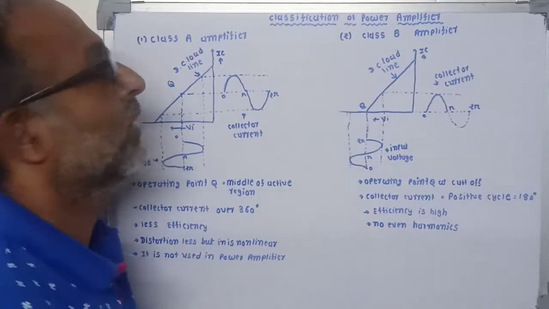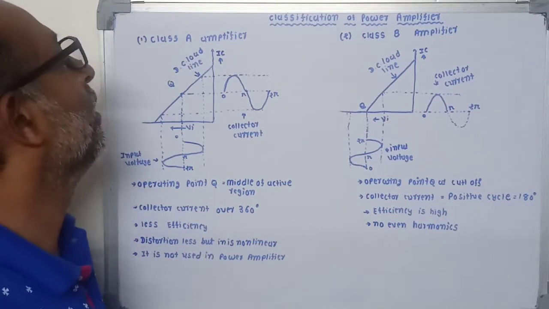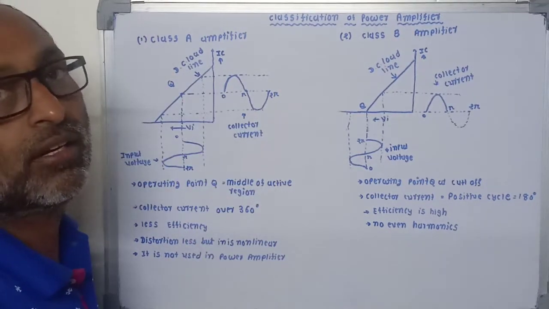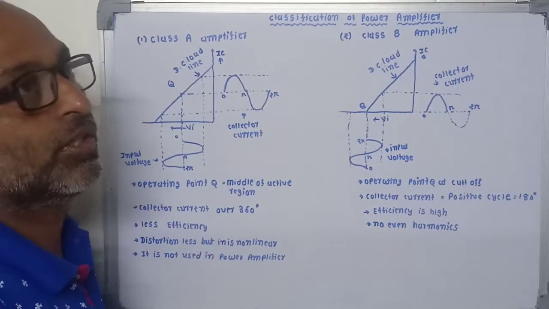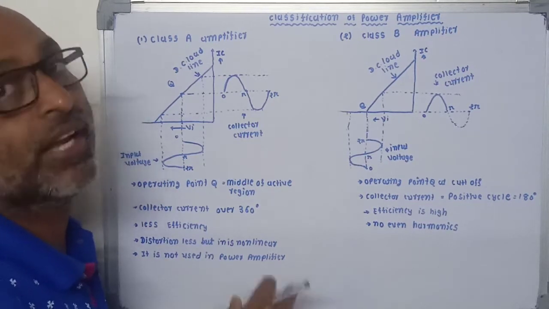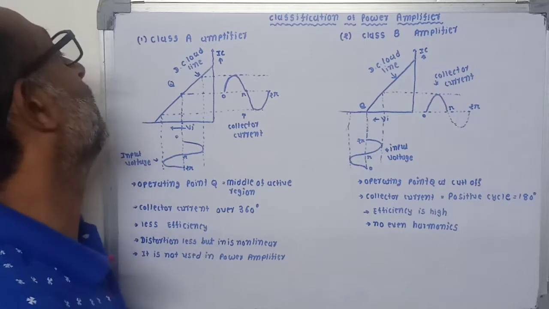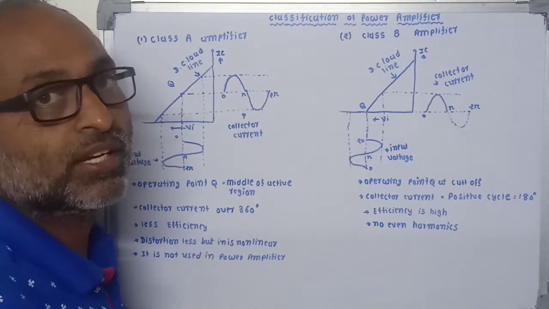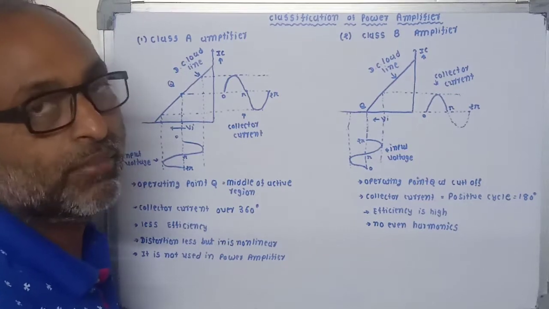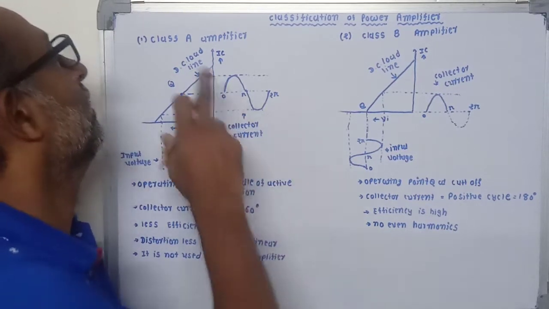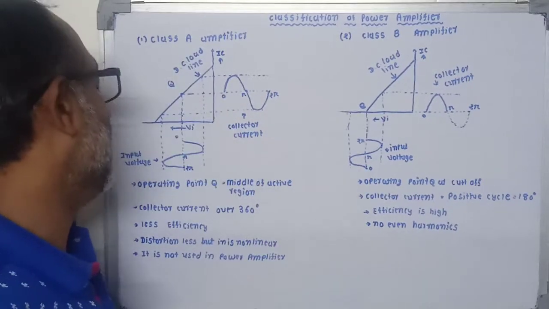Classification of power amplifiers. According to the operating point Q on the DC load line and the period for which collector current is conducted, power amplifiers can be classified in four ways. First, class A amplifier. Second, class B amplifier. Third, class AB amplifier, and fourth, class C amplifier.